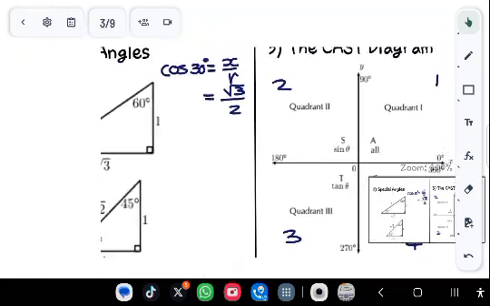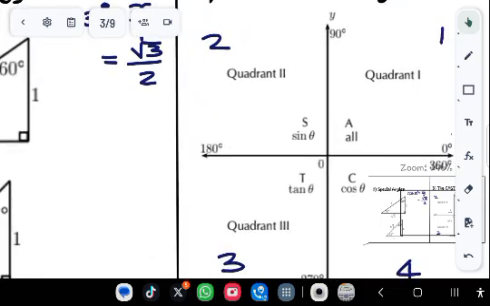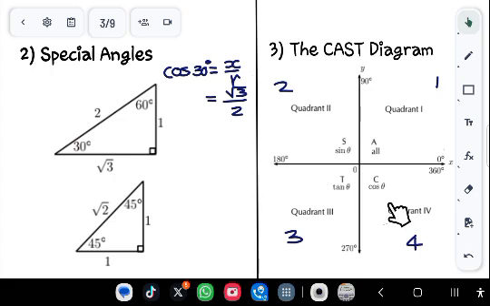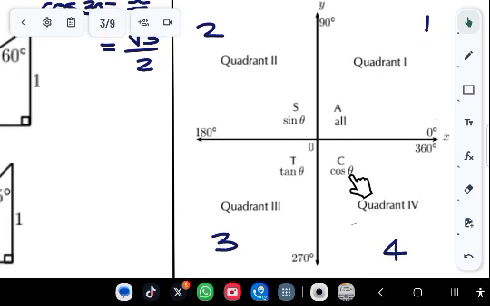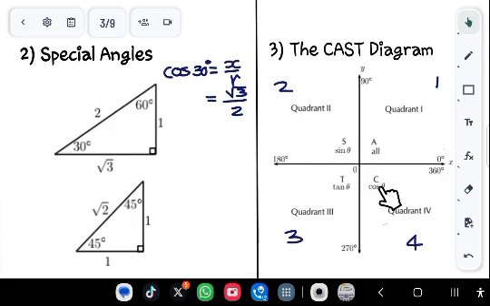Now the CAST means in quadrant 4, which is where we start with this lettering, that's where C stands for cos. Cos in the 4th quadrant is the only trigonometric ratio, and obviously its reciprocal, which happens to be cosec.